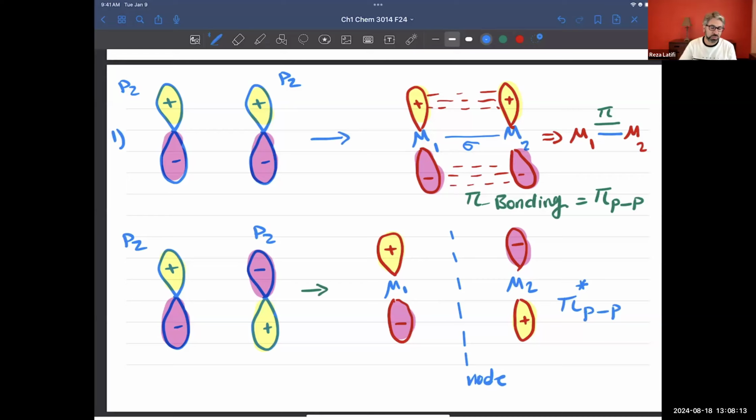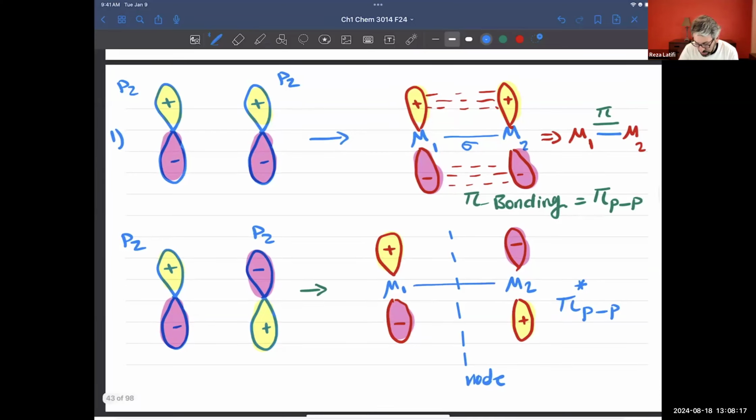Okay, is M1 attached to M2? Yeah, you already have one sigma interaction between them. So there is one sigma. And we're not talking about the sigma, we're talking about the pi interaction. M1 is not attached to M2 through a pi interaction, it's attached through a sigma. So I got two interactions until now: one is pi, and the second is pi star.